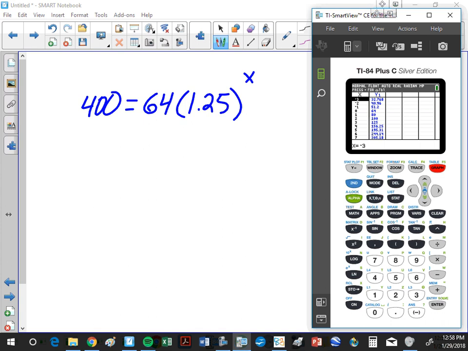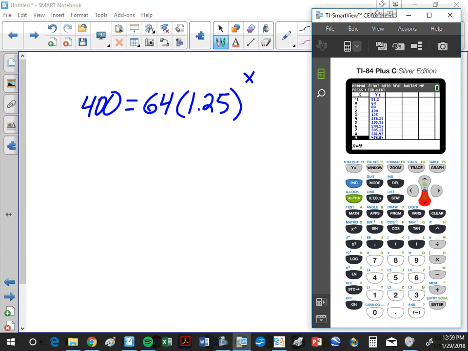What am I looking for? I'm looking for y equals 400. So I'm going to go down. So what do you think the answer is going to be? Well, 9 is a little bit too big, and 8 is too small. So 8 is 381 and 9 is 476. Are we going to be closer to 8 or closer to 9? Closer to 9. So let's try it.